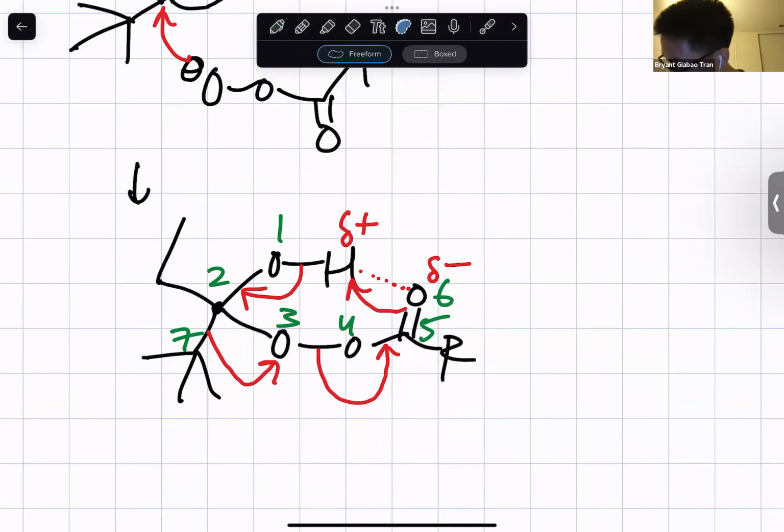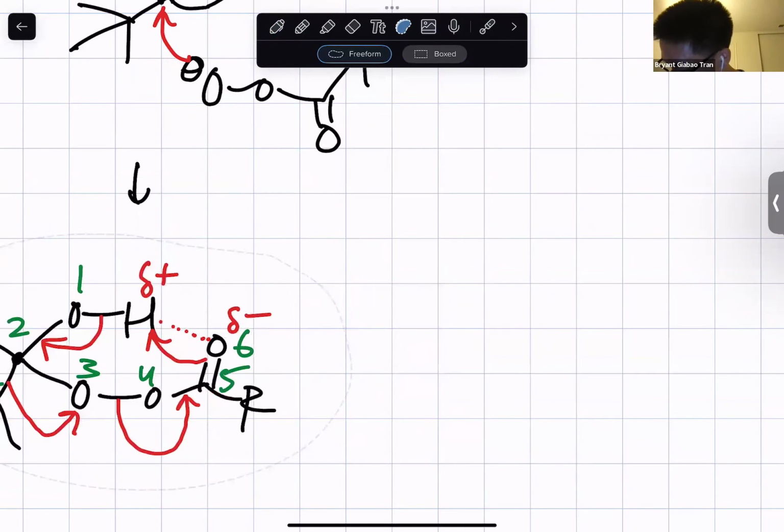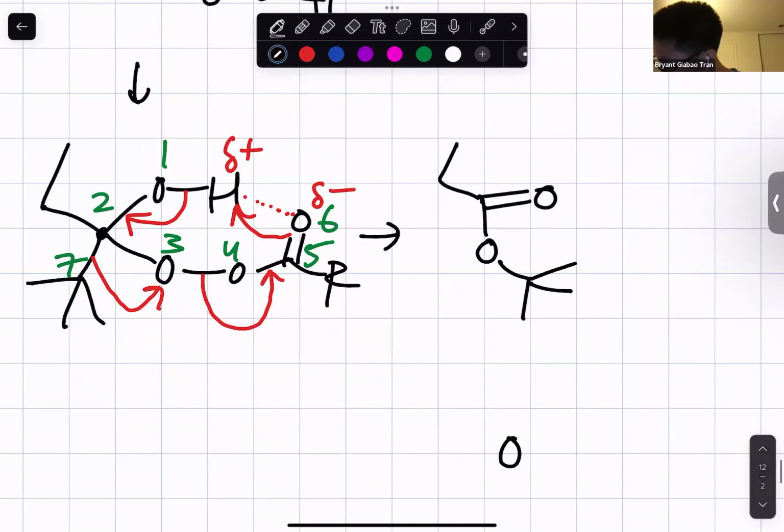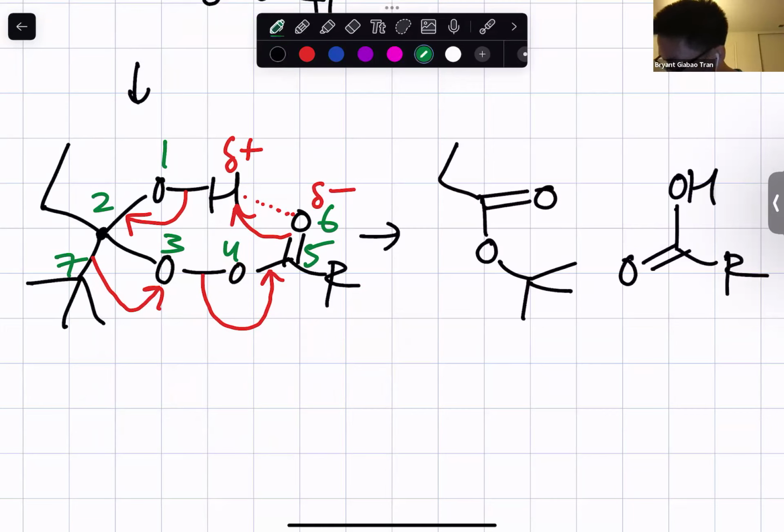Right. So let's draw the resulting products. So this is the ethyl group on carbon 2. This is that, and this is this. And then we also have O here, OH, R. Where this is atom 1, 2, 3, 7. Right. This is atom 4, 5, 6.